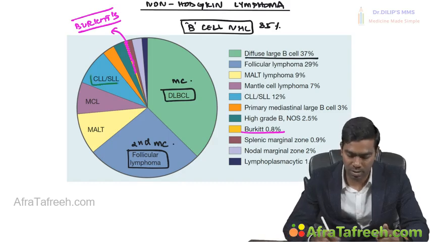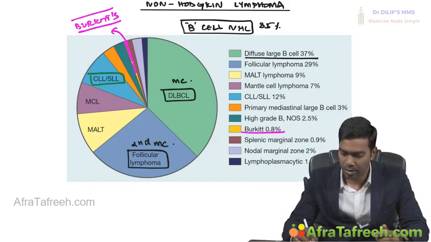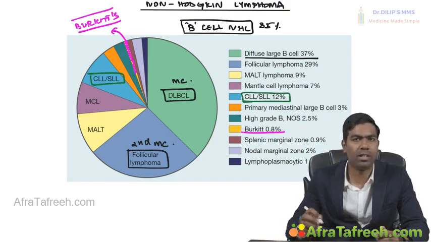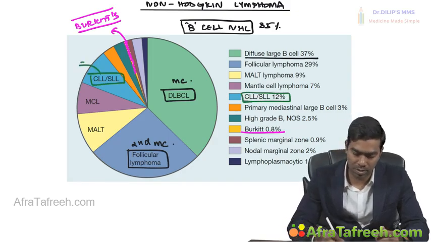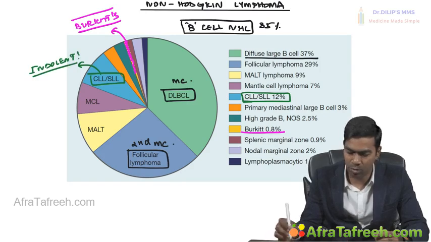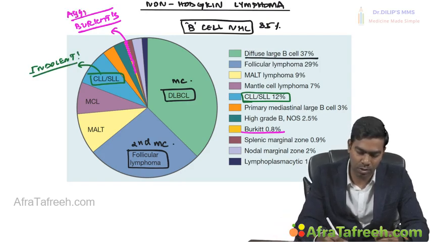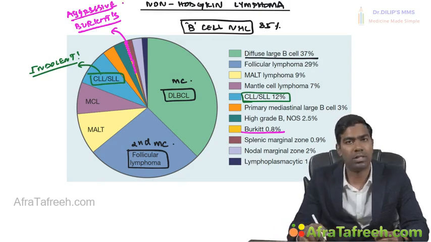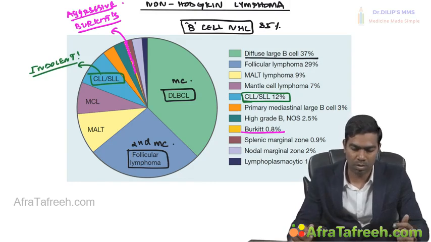And if they ask you the most silent and the most indolent, is someone sleeping over here? So the CLL or SLL, not so common, but still this is the one that is going to be the most indolent of all lymphomas, and the most aggressive of all lymphomas is going to be Burkitt's. Clear? So all these things we have to know.